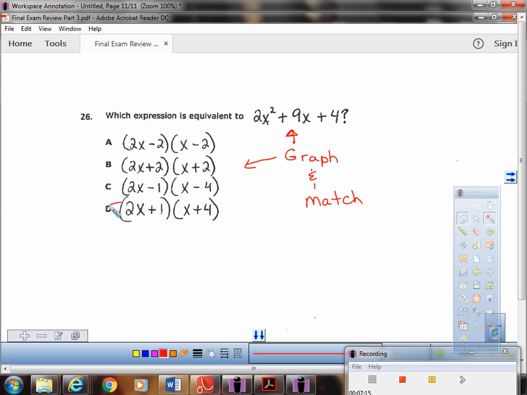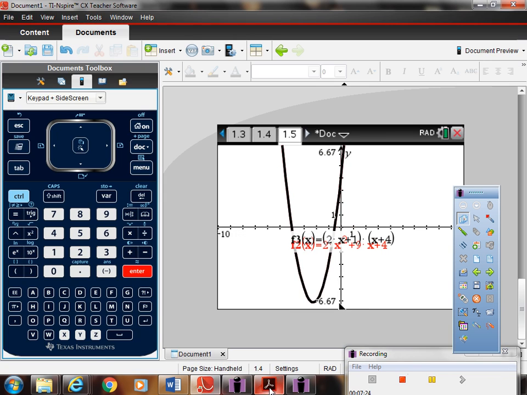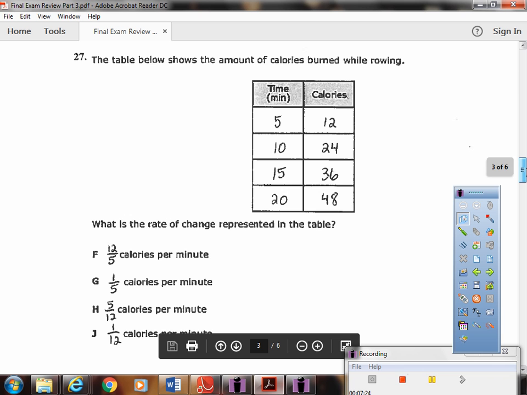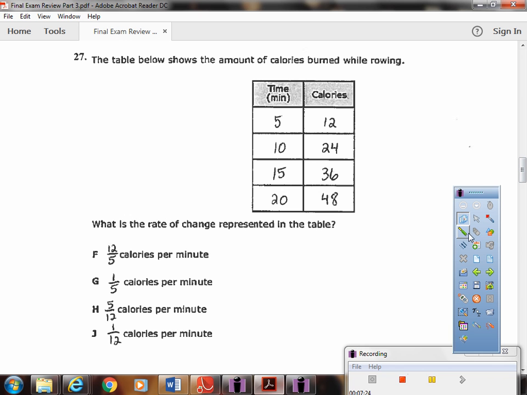So the correct answer was the last one: 2x plus 4 and x plus 4. Alright, so again, pretty easy. Graph and match. Number 27.